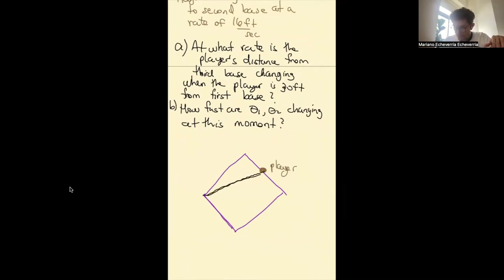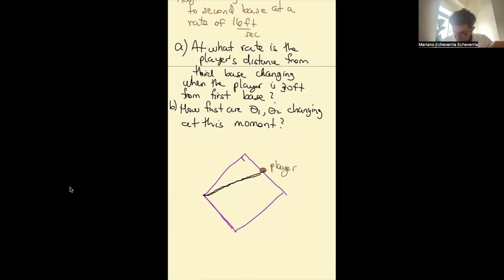So what's the first thing this problem is asking for? It's asking for the distance between the third base and the player, right? So there should be a variable that keeps track of that. We should have a variable that keeps track of the distance between the third base and the player. And in this case, let me call it H.